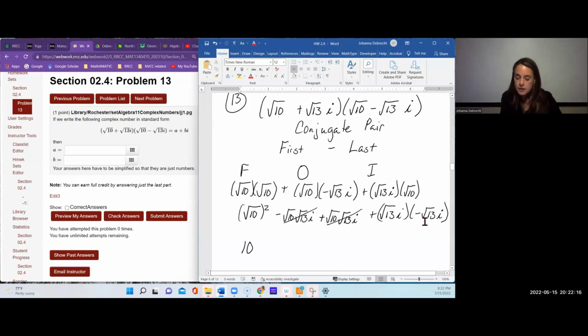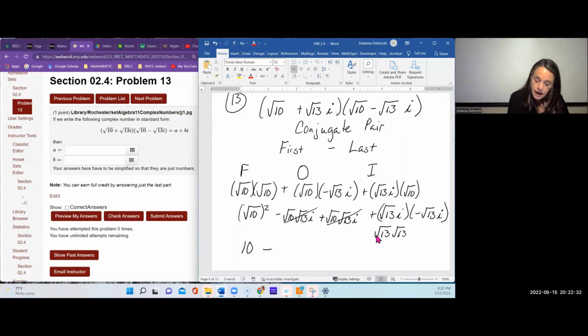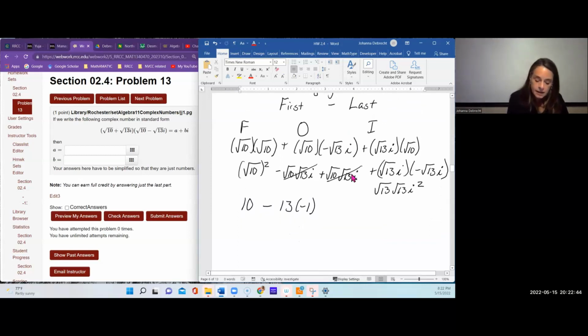The last one, they are the same, but one's positive and one's negative. So we'll get a minus sign, accounting for the first minus the last. And then we have square root of 13 times square root of 13, and i times i gives us i squared. The square root of 13 squared is 13, and i squared is a -1, which will change that sign. And this then becomes 10 plus 13, which equals 23.